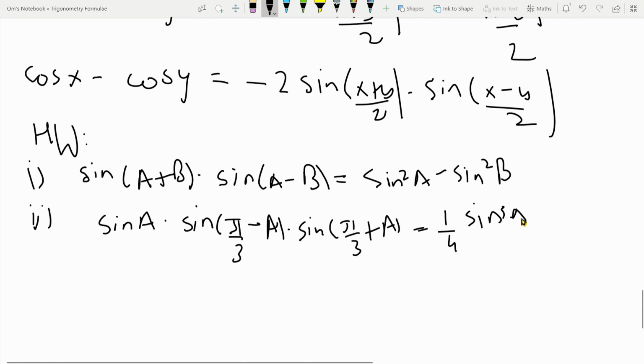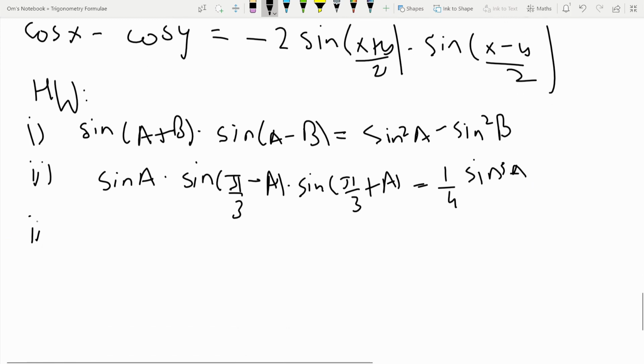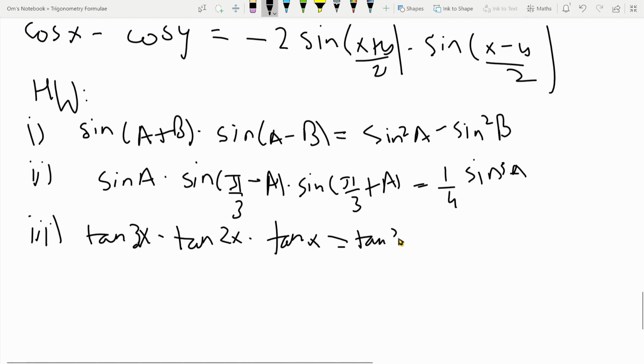And the last one is tan 3x into tan 2x into tan x is equal to tan 3x minus tan 2x minus tan x.